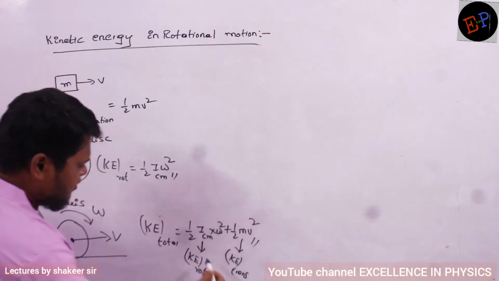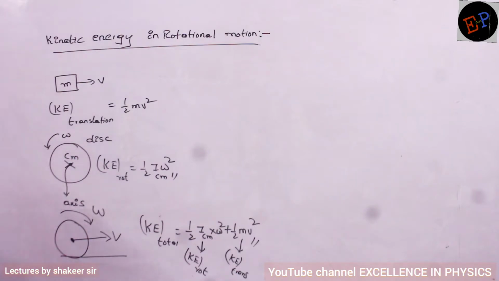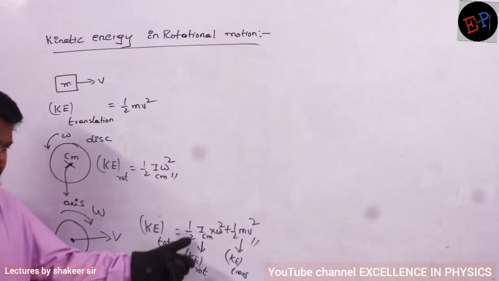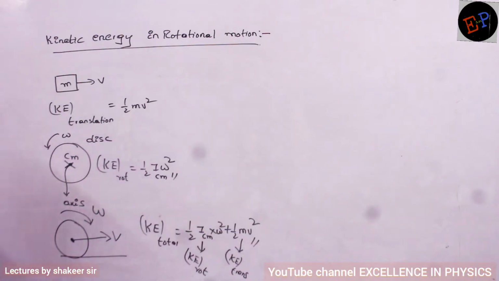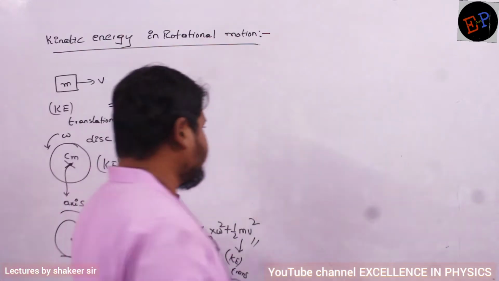So the body will have both kinetic energies: half I center of mass into omega square plus half mv square. So this is how I can calculate the total kinetic energy of a body. Understood? Make a note up to here.